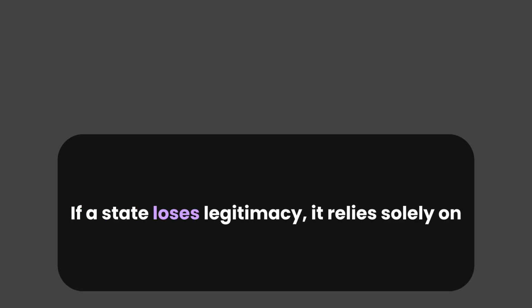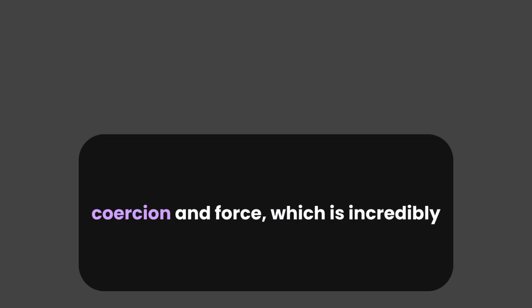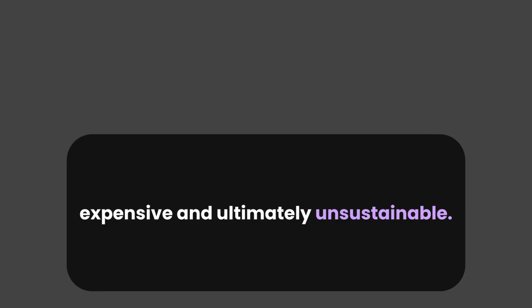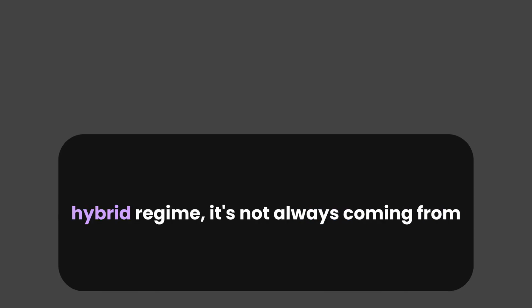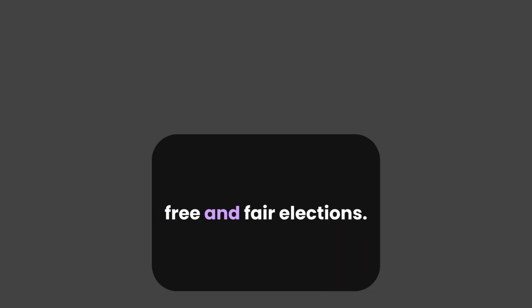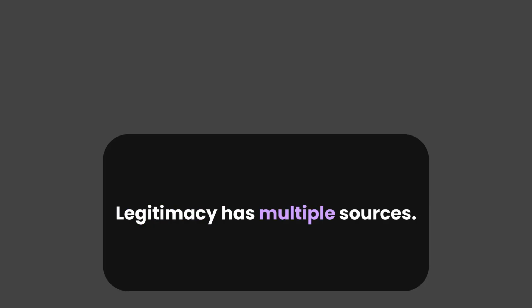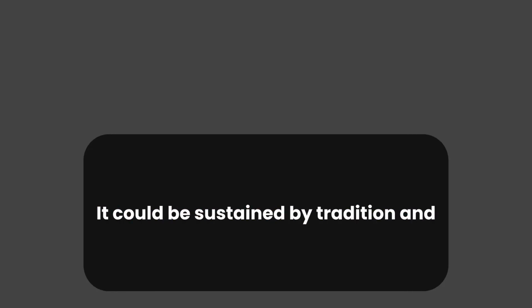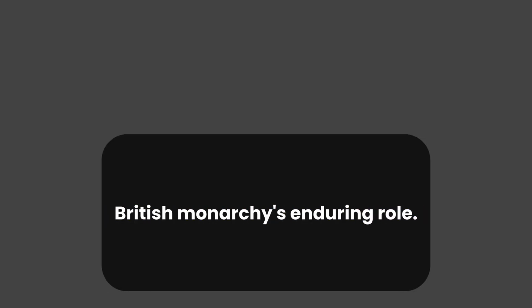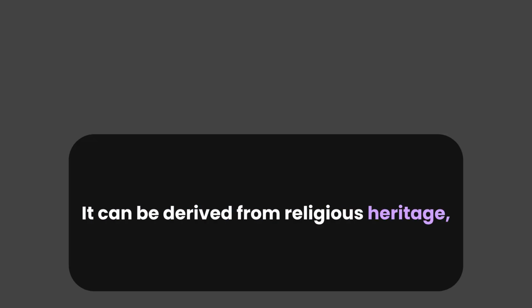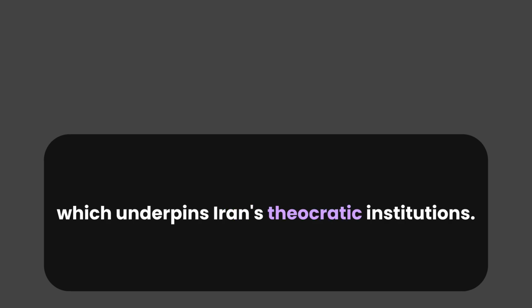Completely. If a state loses legitimacy, it relies solely on coercion and force, which is incredibly expensive and ultimately unsustainable. So where does that belief come from? Because we've already established that in a hybrid regime, it's not always coming from free and fair elections. Legitimacy has multiple sources. It can be sustained by tradition and historical continuity. Think of the British monarchy's enduring role. It can be derived from religious heritage, which underpins Iran's theocratic institutions.